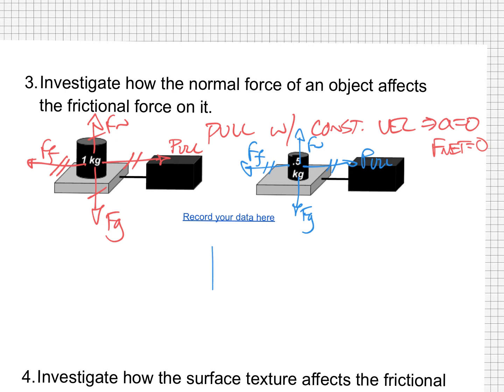Again, when we are looking at our force versus time graph, we should see a spike, and we want to pull slowly, but this is the force that we're going to be recording. This is when we're moving at a constant velocity. We should get a nice flat horizontal line, and that's the value that we want to record in our data.